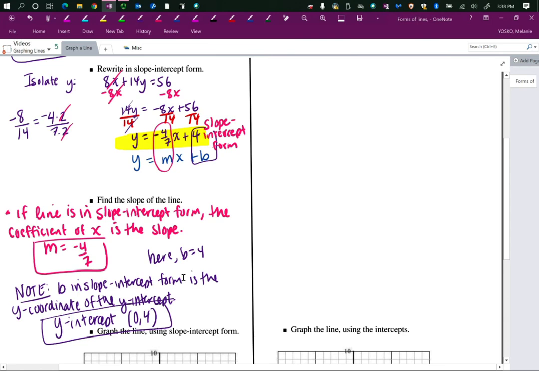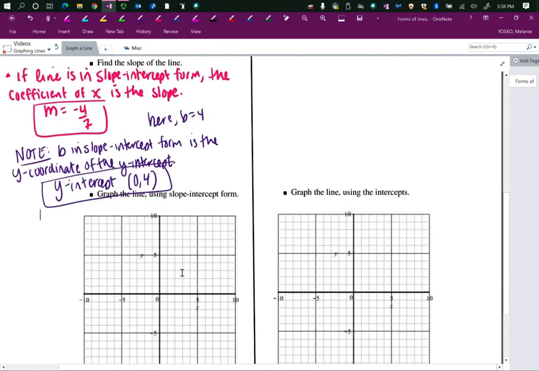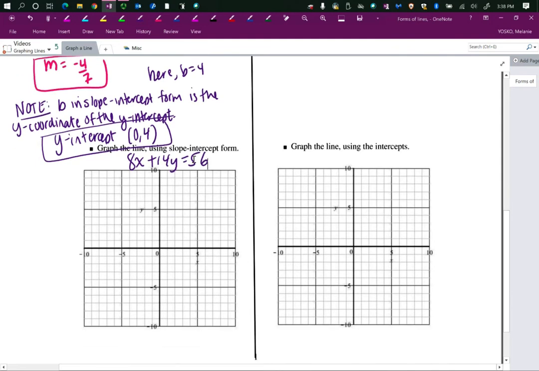So let's graph the line using this slope-intercept form. If we're going to graph the line 8x plus 14y equals 56, and we want to do it in terms of slope-intercept form, we can start off with the point that we know, which is the y-intercept (0, 4). So we have it right here, (0, 4). And then we can use the slope to find other points on the line. So again, we're going to plot the y-intercept, and we're going to use the slope to find other points on the line. Now we only need 2 points to determine a line, but sometimes it's nice to find a few more. So let's look at this slope.